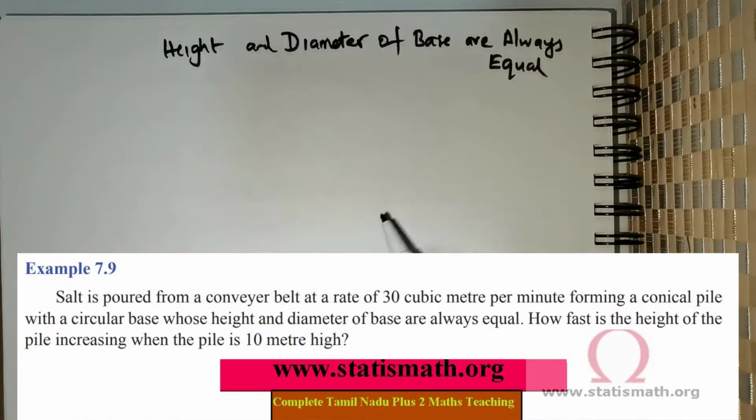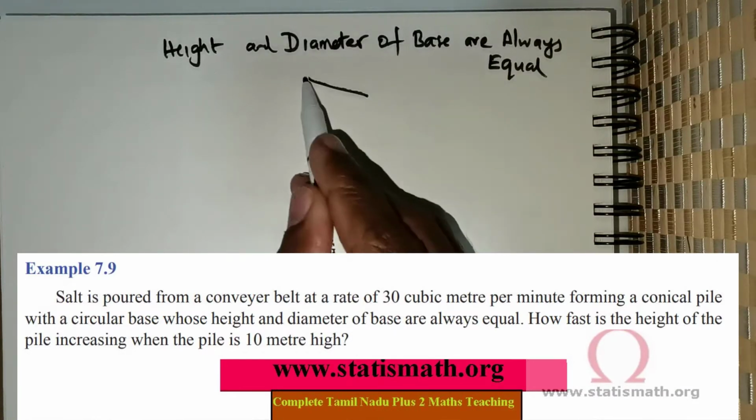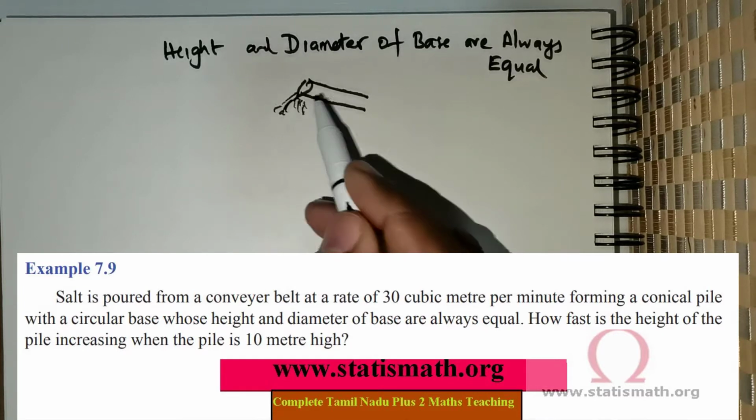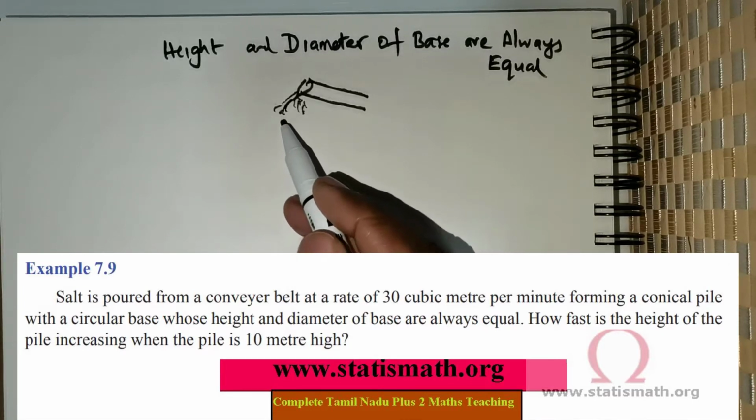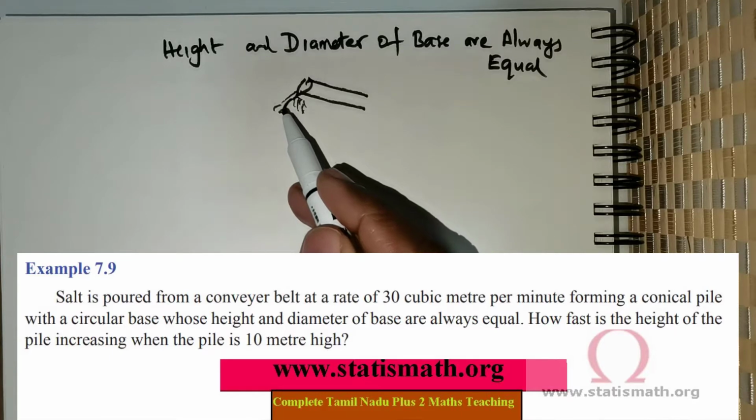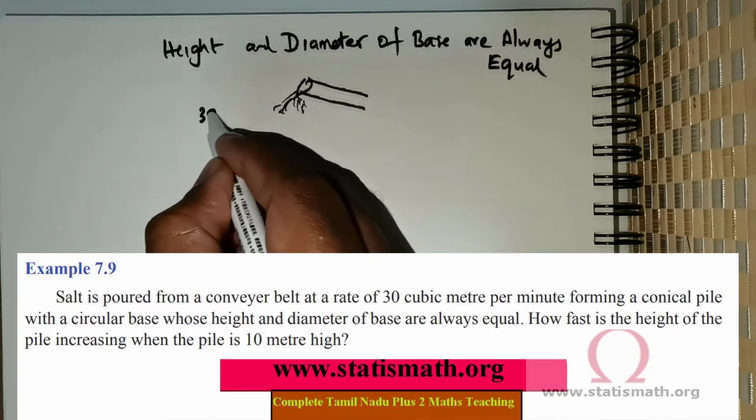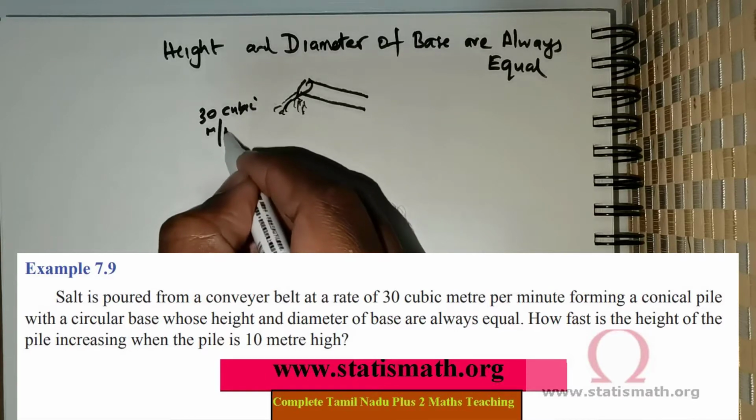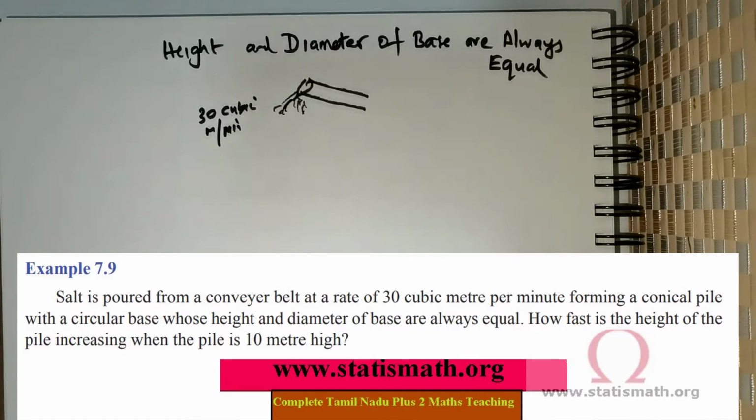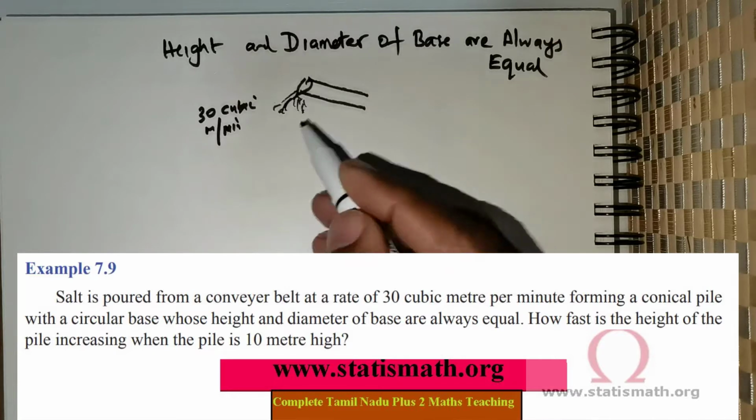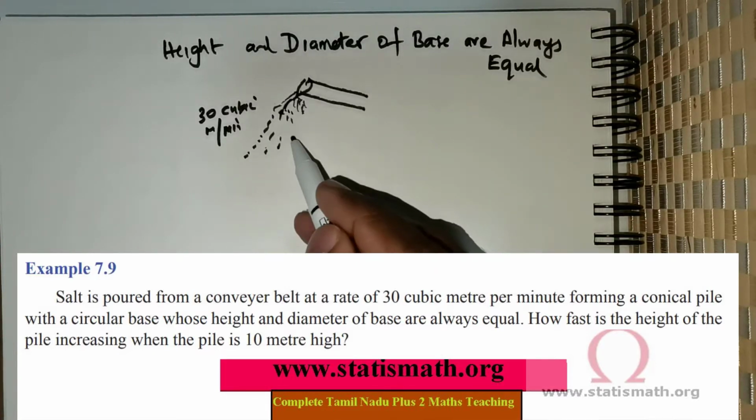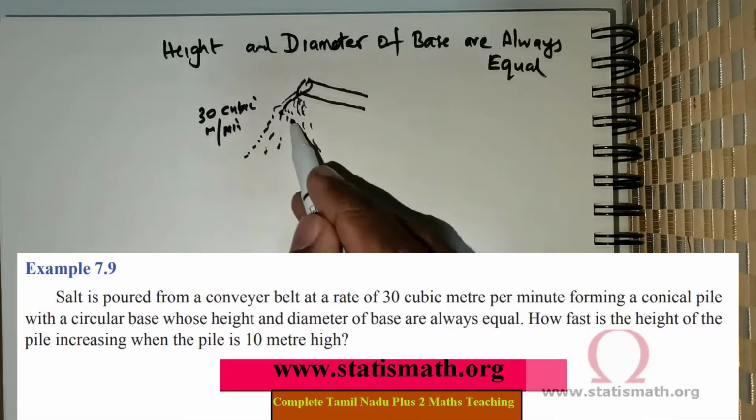Given a question, salt is poured from a conveyor belt. Now the rate at which it is done is given to be 30 cubic meters per minute. Now it is forming a conical pile.